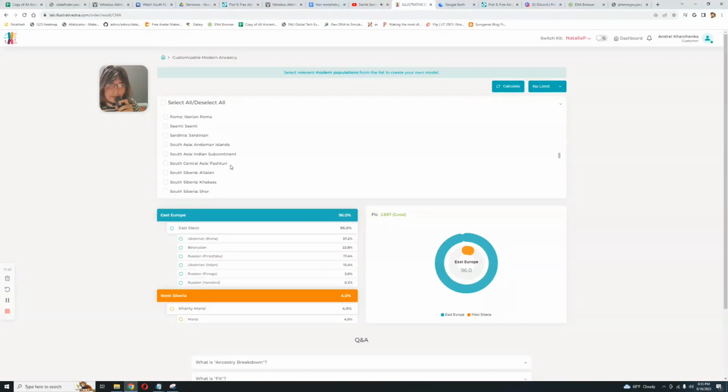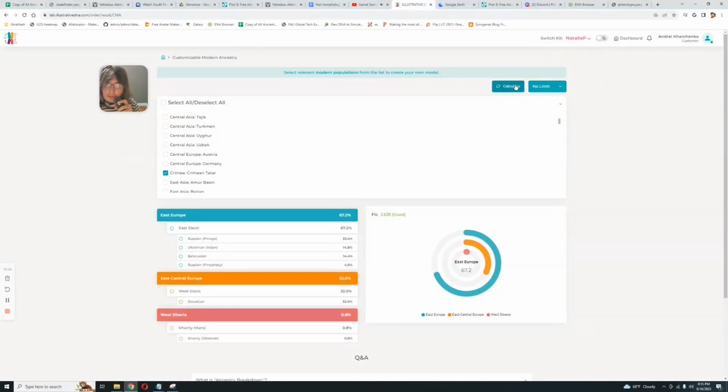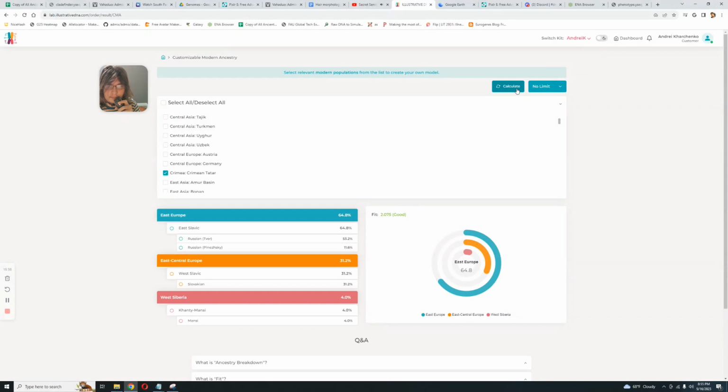Okay, I'm also going to include Crimean Tatar, because there might be some of it in my ancestry. Okay. Now we're gonna change. Actually, we're gonna calculate for my mom first, and afterwards we're gonna change to me. This is what I'm getting.